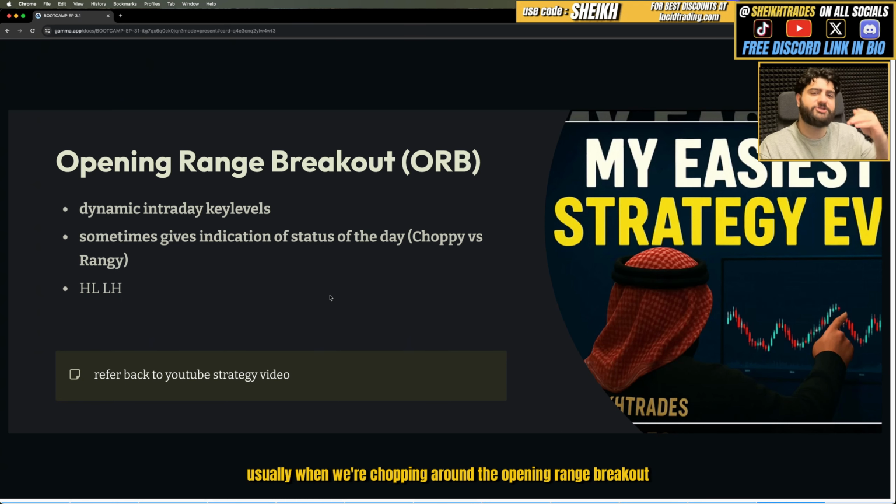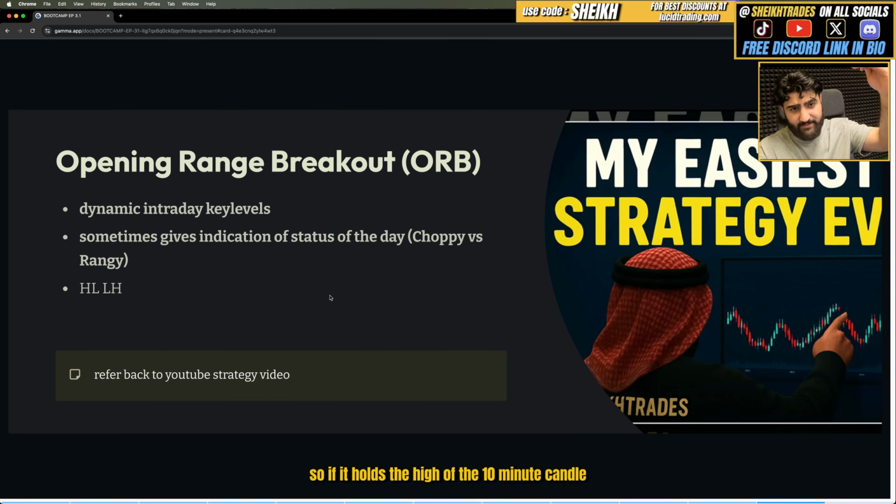And usually when we're chopping around the opening range breakout, where I usually use the first 10-minute or the 50-minute chart, so when I talk about the opening range breakout, I either talk about the 10-minute candle or the 50-minute. So if it holds the high of the 10-minute candle and it holds it very nicely, then I'm expecting a nice ranging day. Vice versa for shorts. And if it chops around it, whether it's the 10-minute or 50-minute highs or lows, then I can expect a choppy day. Then I can expect that neither buyers nor sellers are in control.